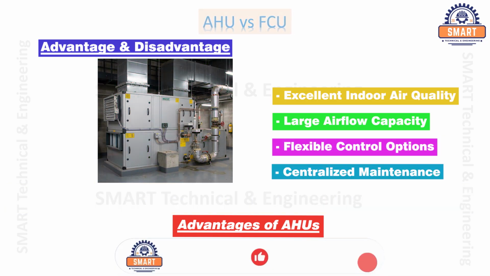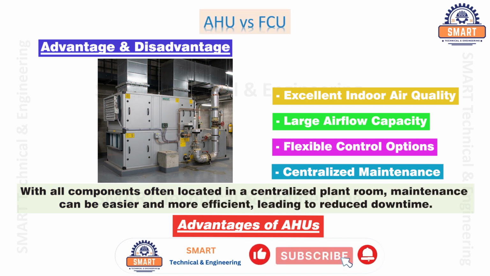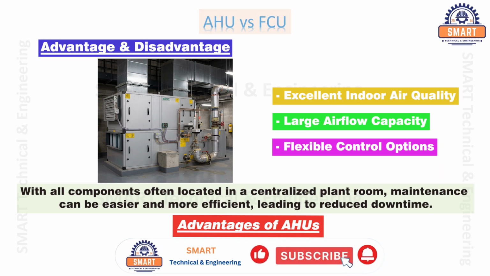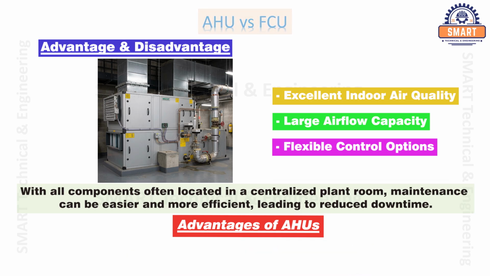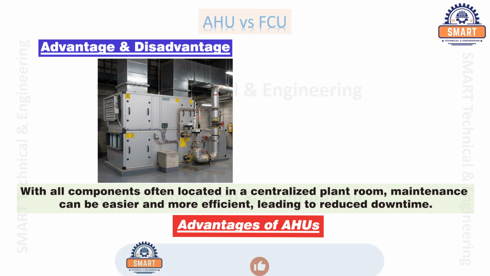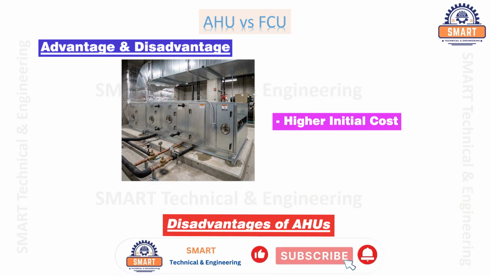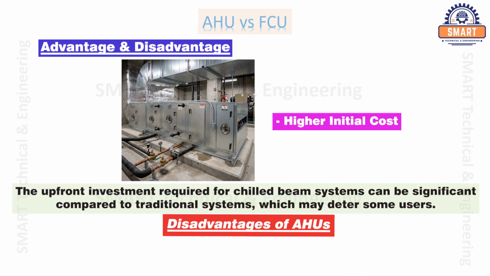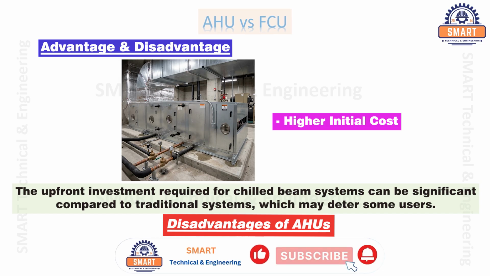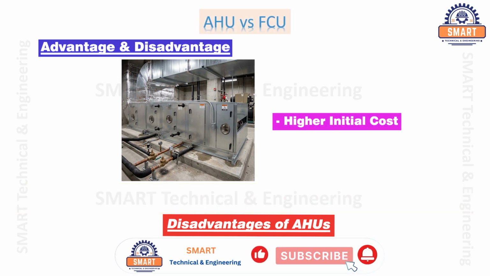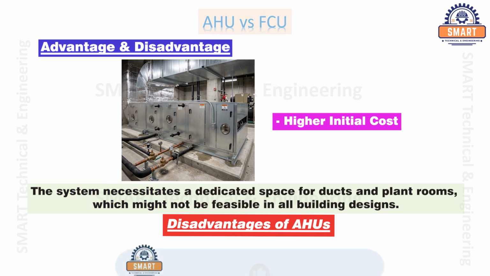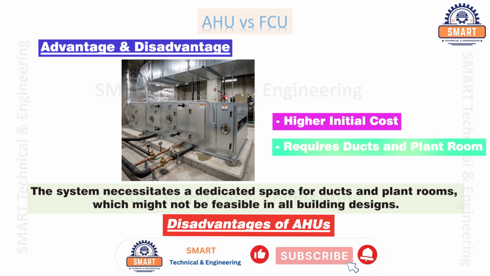Centralized maintenance. With all components often located in a centralized plant room, maintenance can be easier and more efficient, leading to reduced downtime. Disadvantages of AHUs. Higher initial costs. The upfront investment required for chilled beam systems can be significant compared to traditional systems, which may deter some users. Requires ducts and plant room. The system necessitates a dedicated space for ducts and plant rooms, which might not be feasible in all building designs.